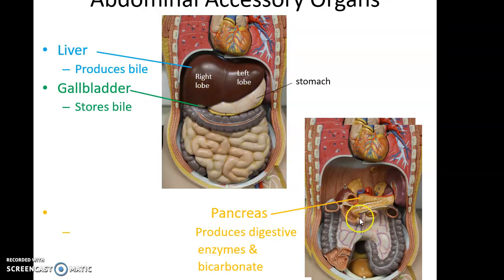If we remove the liver and the stomach, we can then see the pancreas. Pancreas, this looks kind of like old cottage cheese. Pancreas produces digestive enzymes and bicarbonate to neutralize the acid from the stomach.